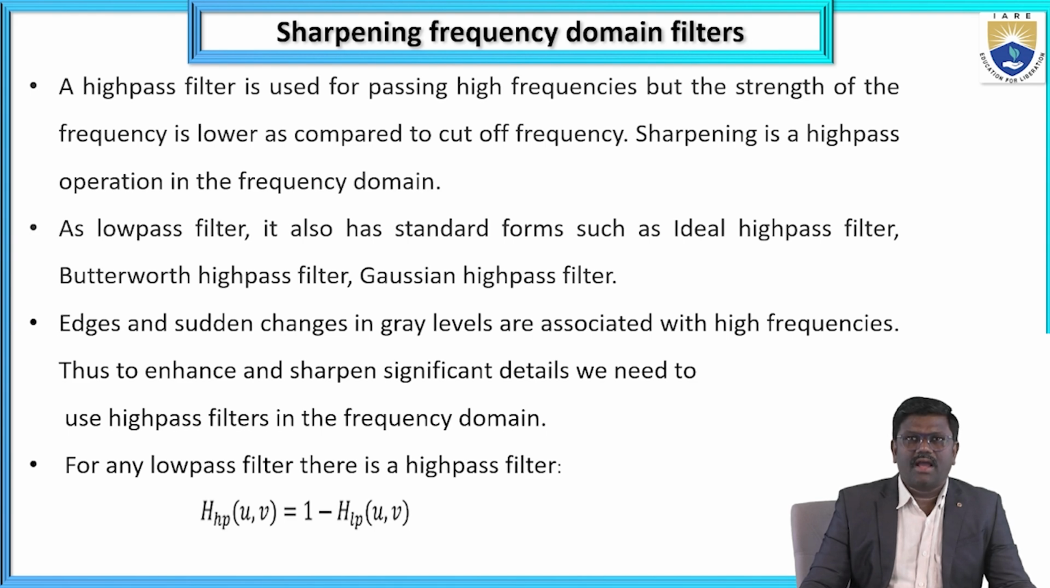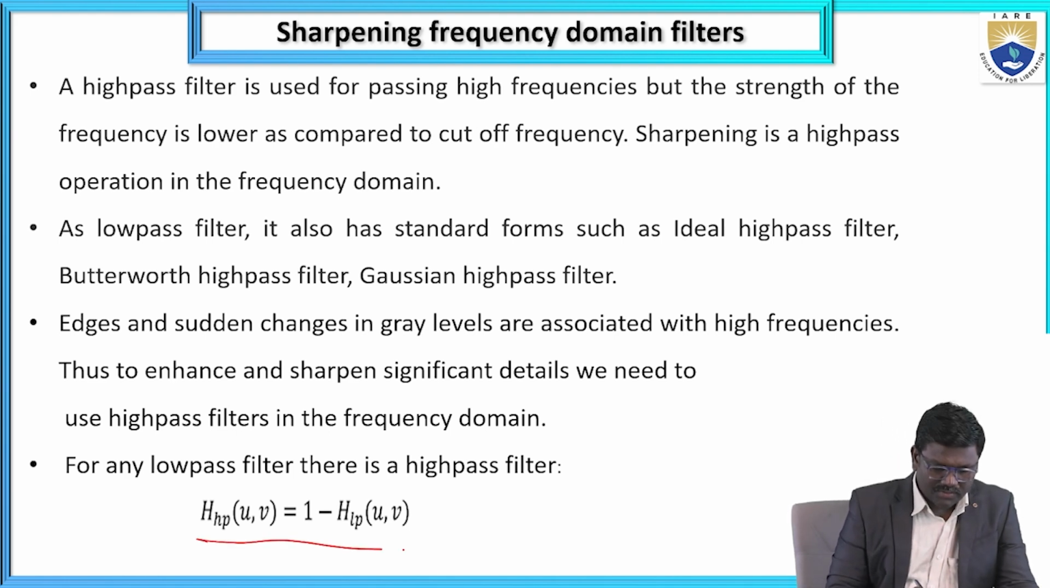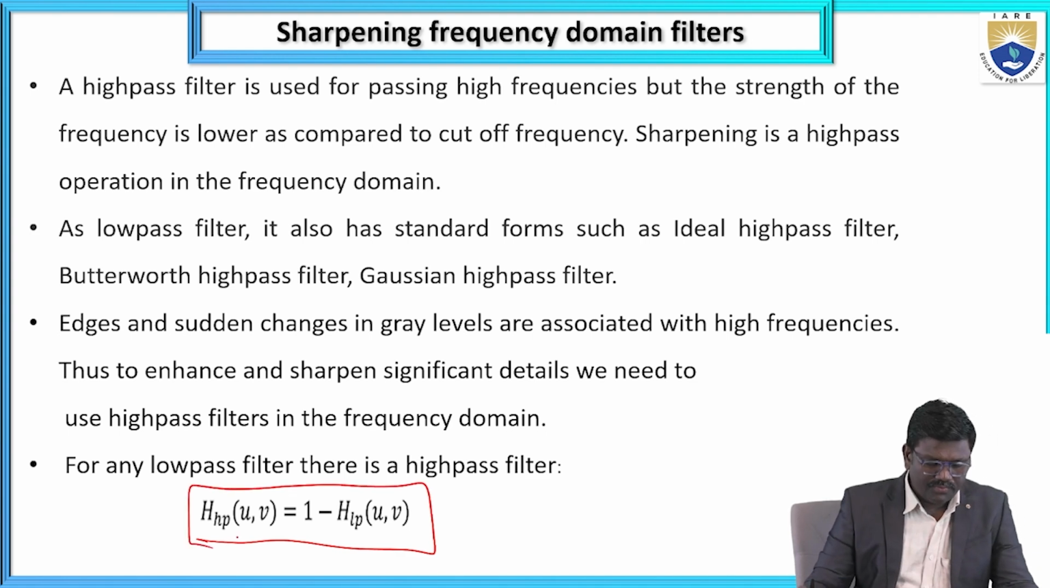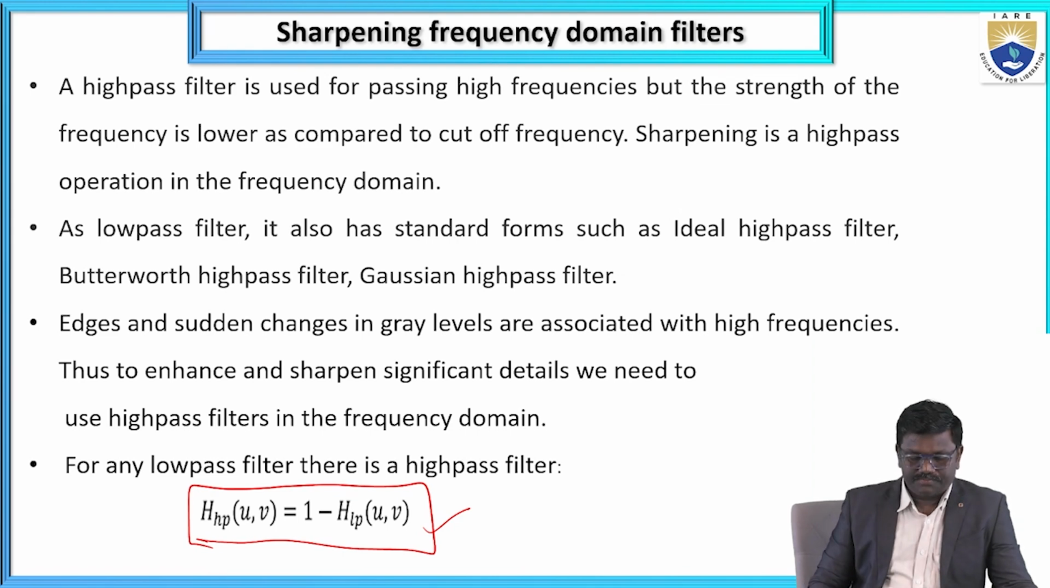Let us understand how the high pass filter differs from the low pass filter. We will discuss the relation between the low pass filter and the high pass filter with a simple mathematical equation: HP(u,v) = 1 - LP(u,v), where u, v are the Cartesian variables which help us understand the frequency domain variations.